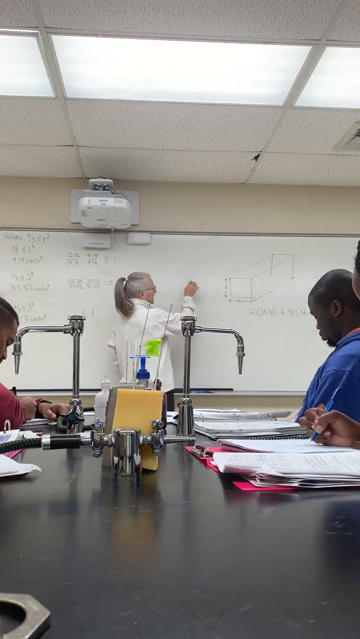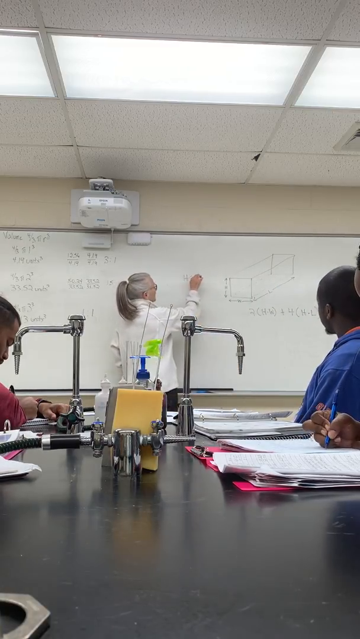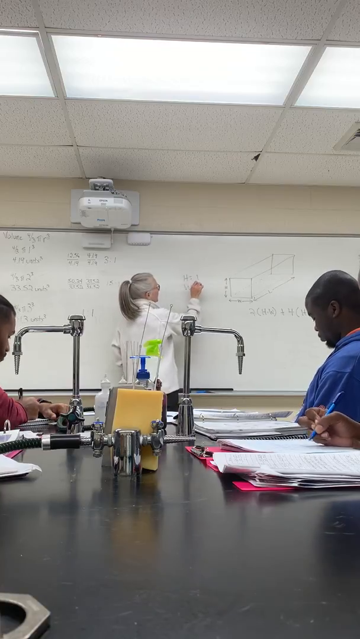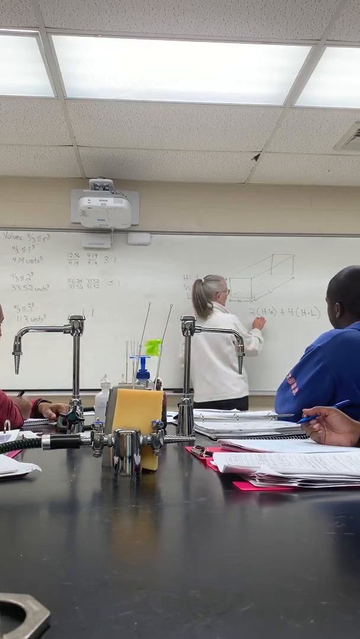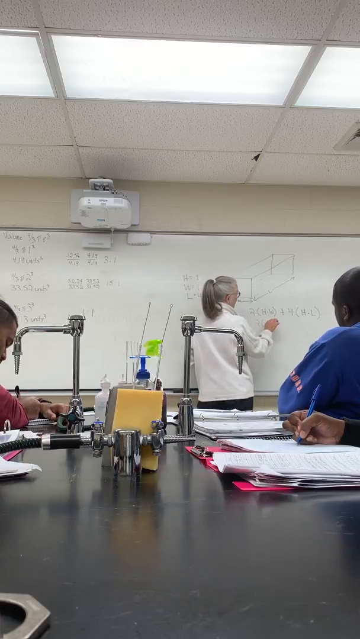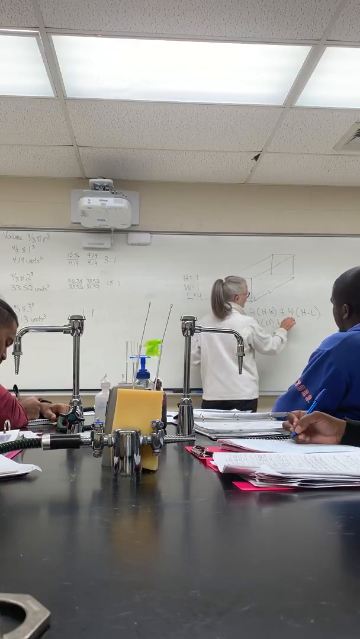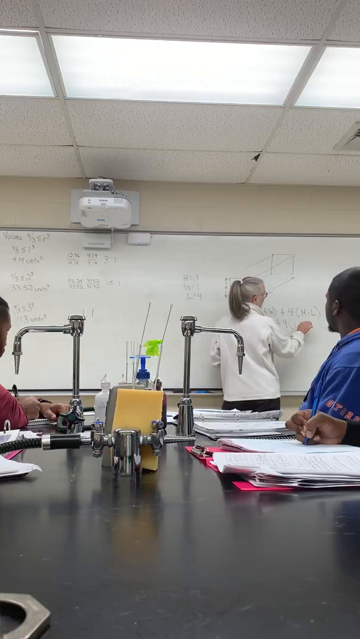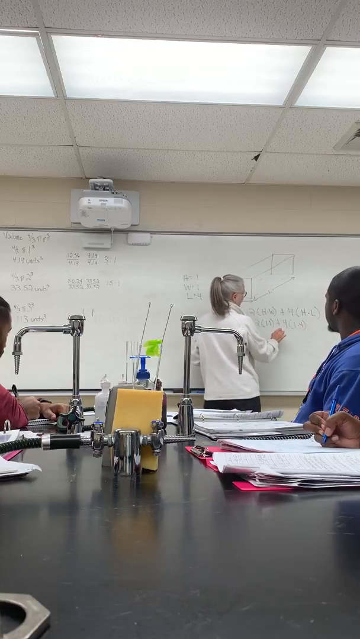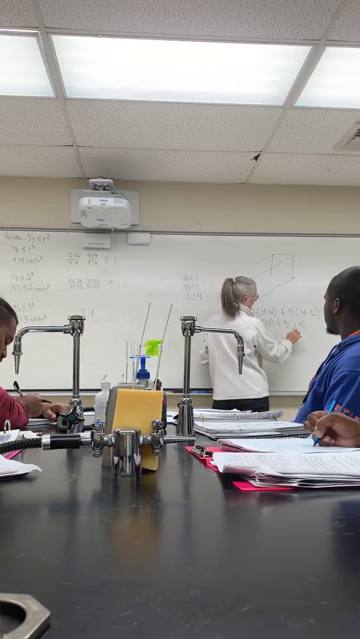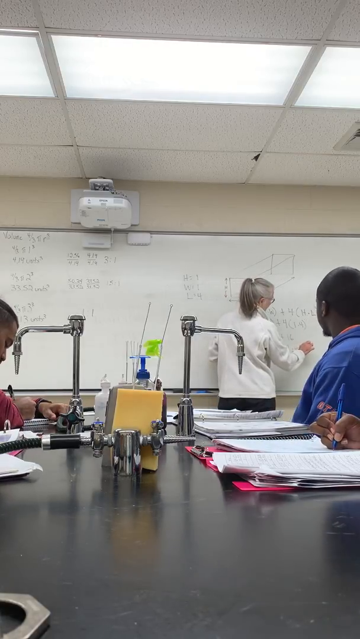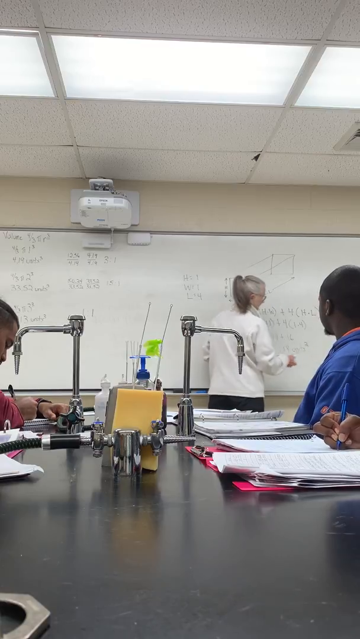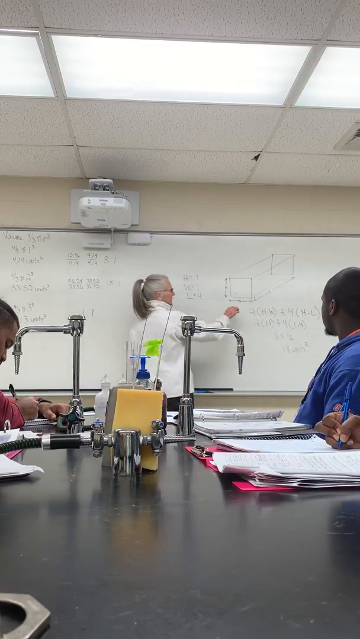Let's just keep it even. The height is 1, the width is 1, and let's say the length is 4. So you just plug in the numbers. 2 times 1 times 1, plus 4 times 1 times 4. So that would be 2, and that would be 16. So you got 18 units squared. That would be my surface area.